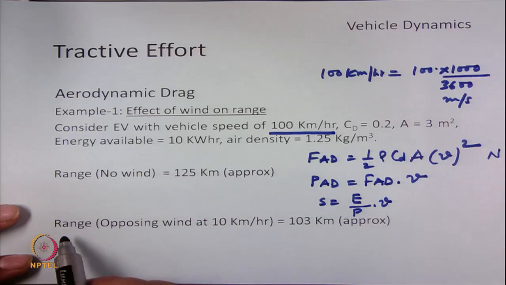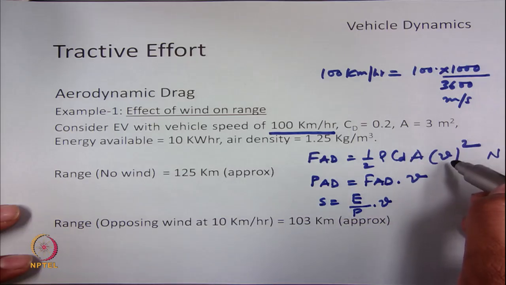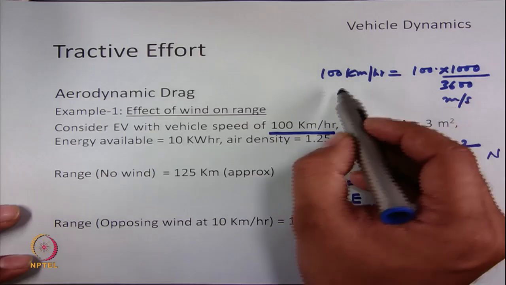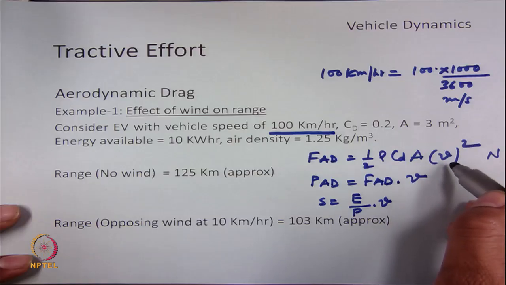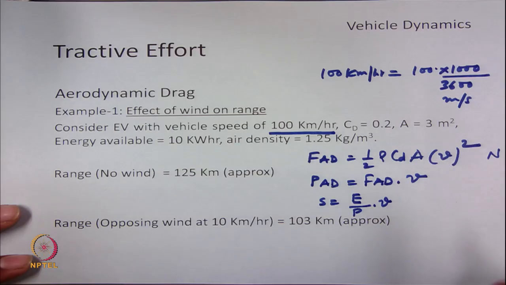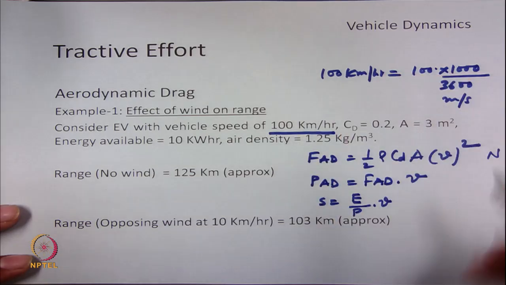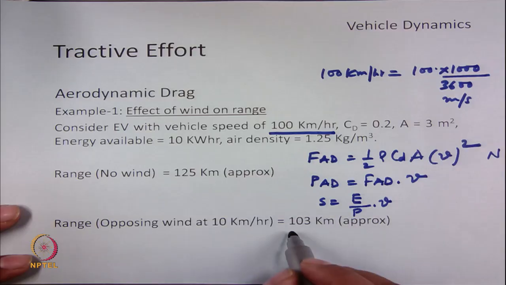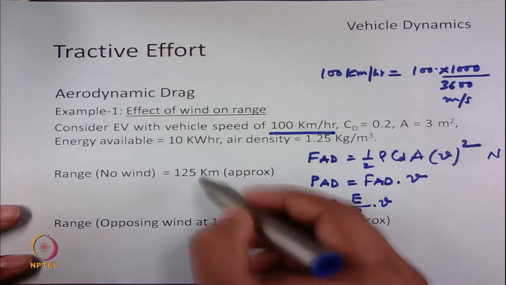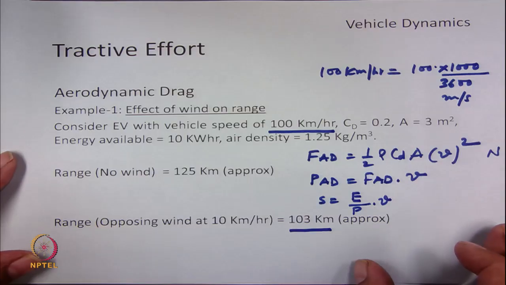We want to find the range for an opposing wind velocity of 10 km per hour. This formula has to be slightly modified, and instead of V of 100 kilometer per hour, we have to take 110 kilometer per hour, because the wind velocity will now be added to the vehicle velocity. So, if we increase the velocity from 100 to 110, the power will be higher, and therefore, the distance will be lower, to a value of 103 kilometer. So, we get a lower range if there is an opposing wind velocity.